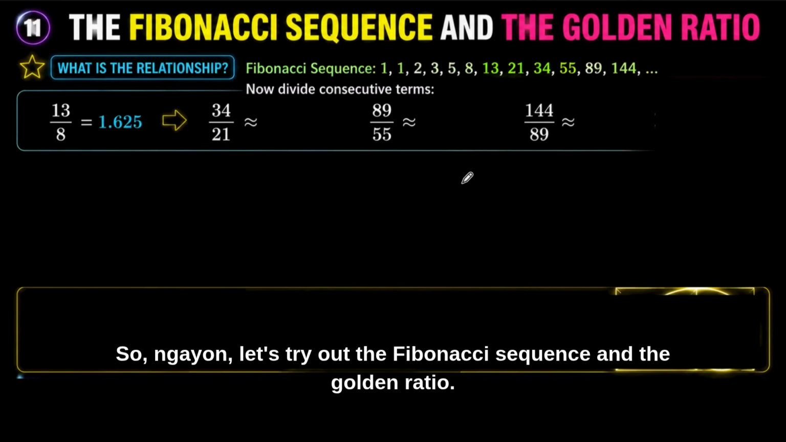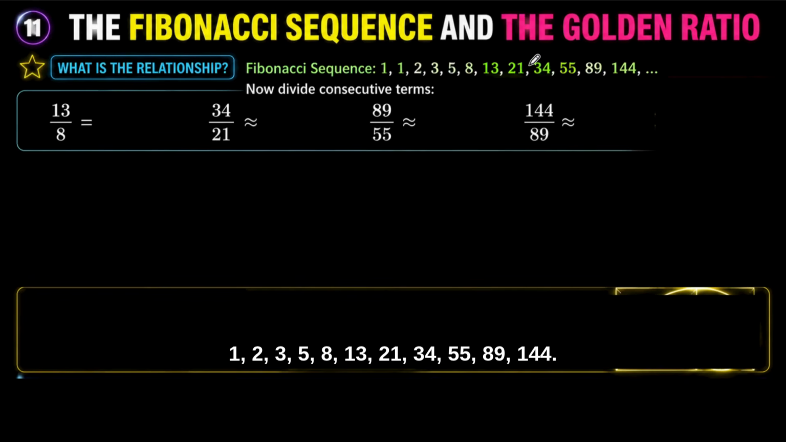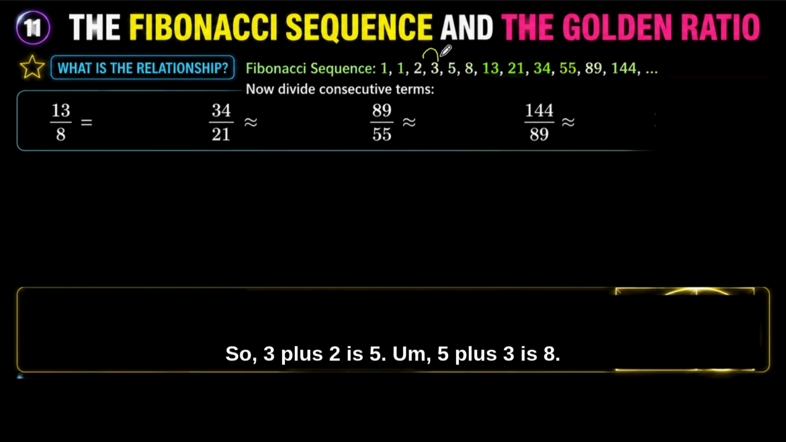So, ngayon, let's try out the Fibonacci sequence and the golden ratio. Kanina, ano bang yung mga Fibonacci sequence? We have 1, 1, 2, 3, 5, 8, 13, 21, 34, 55, 89, 144. Ginagawa natin, ina-add lang natin yung previous dun sa previous niya. So 3 plus 2 is 5, 5 plus 3 is 8, and so on. Okay, 89 plus 55 is 144.